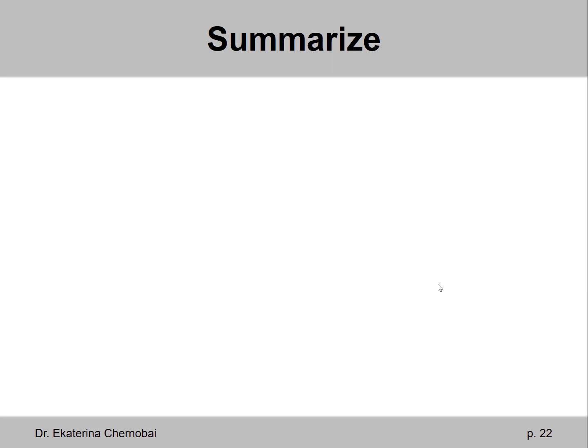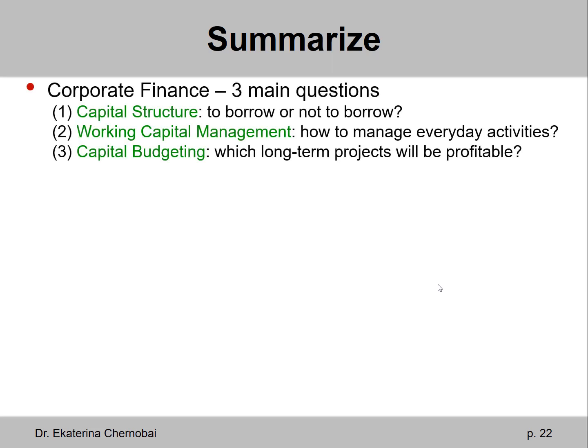Summary of Chapter 1. First, we covered three main questions of corporate finance. First, capital structure. Capital structure refers to how much money is borrowed and how much money is not borrowed, or equity. So, should we borrow? Should it be 50% borrowed, 50% not borrowed? Should it be primarily money that is not borrowed that the firm is using for its businesses? That's all part of capital structure.